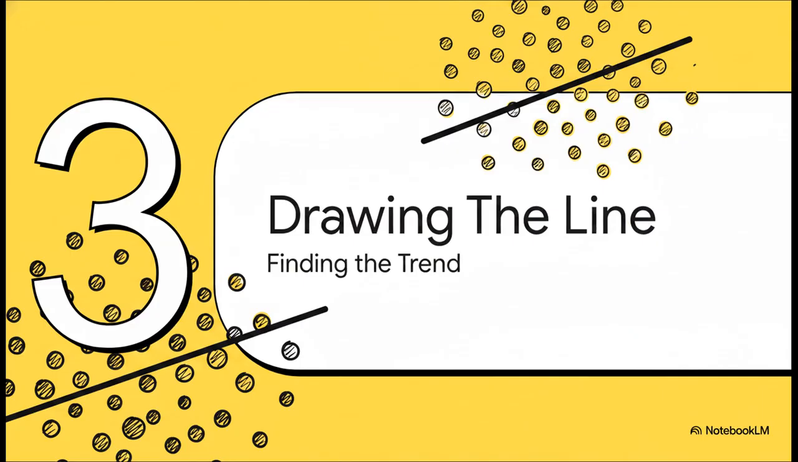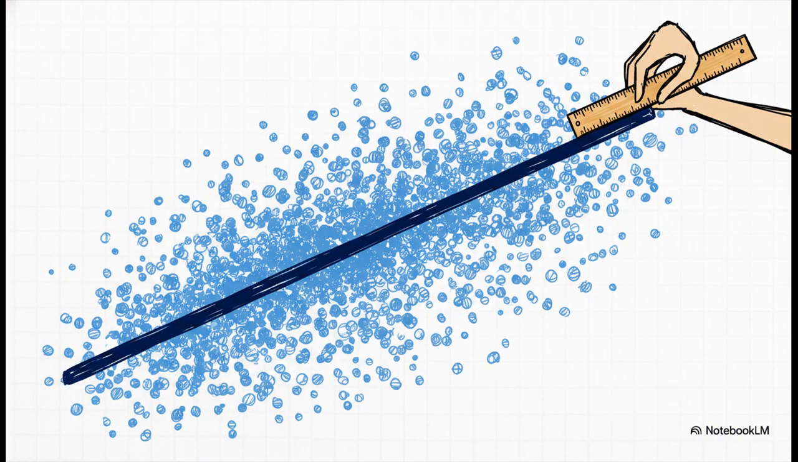All right, Section 3, drawing the line, finding the general trend. So, real-world data is almost never perfect. Those dots are rarely going to form a perfectly straight, beautiful line. So, what do we actually do when the dots are a bit scattered, but they still clearly point in an overall direction? Well, that is where we bring in the line of best fit.